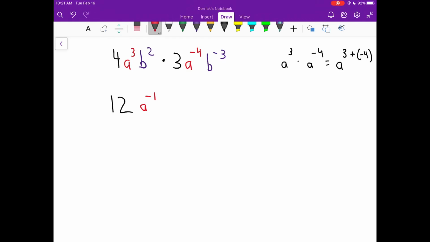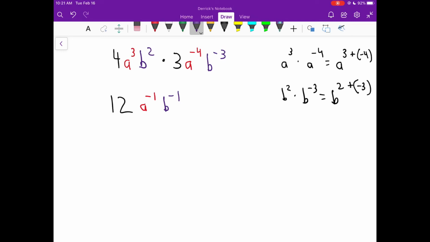Likewise, we want to do the same thing with our b terms, because we have b squared times b to the negative third. Well, again, that would mean we are multiplying like bases. So since we have two separate b terms with their own exponents, if we want to multiply those like bases together, we want to add their exponents. Meaning, if we're taking b squared times b to the negative third, we are looking to do b to the 2 plus negative 3. 2 plus negative 3 would be, again, negative 1. So we have b to the negative first.